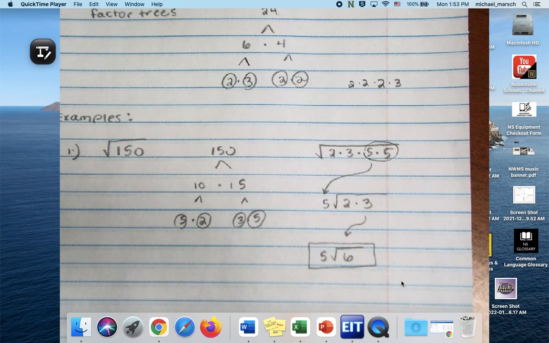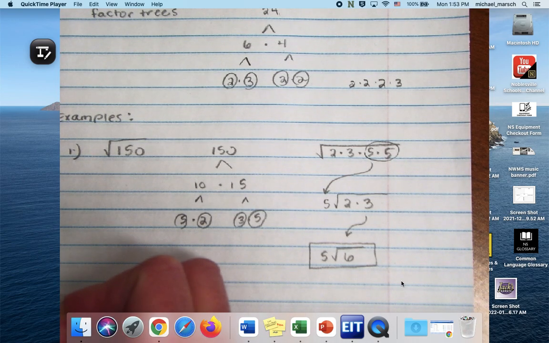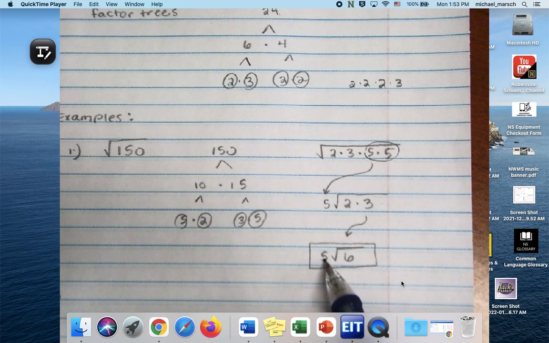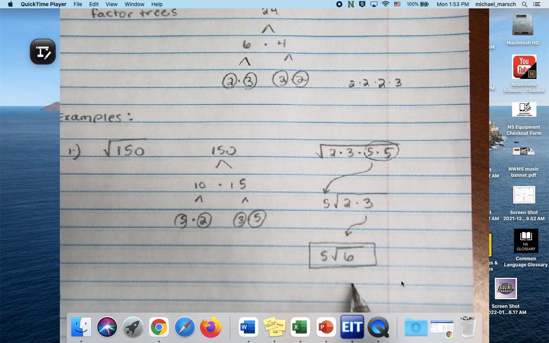We're going to practice. 5 times square root of 6? Nope, it's 5 times 5 times 6. Yep, because this is on the outside. This is worth 2 5s, and this is worth a single 6.